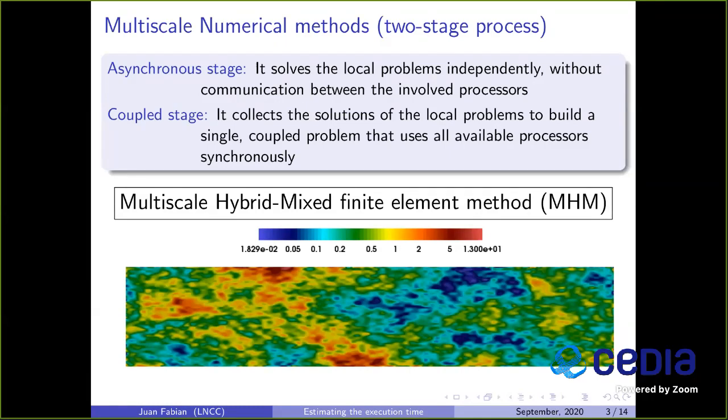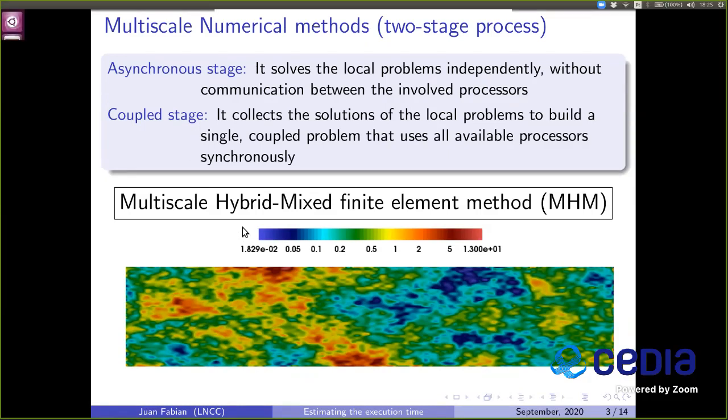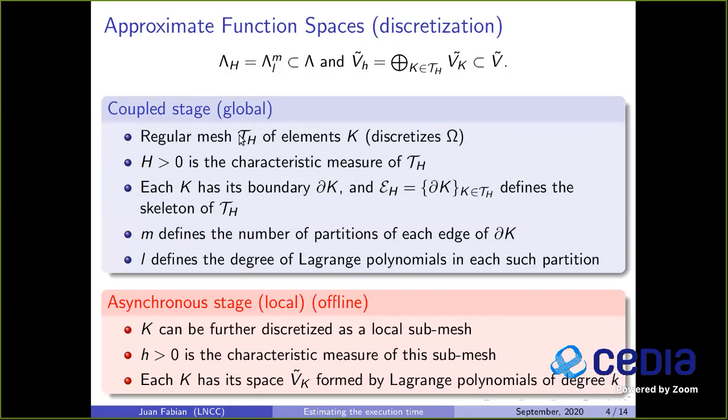Computationally, multiscale numerical methods can be seen as a two-stage process. In this work, we use the multiscale hybrid mixed finite element method in the experiments. In the asynchronous stage, local problems are solved. In the coupled stage, the global problem is solved. The asynchronous stage could be offline. So here we consider only the coupled stage for estimating the execution times.